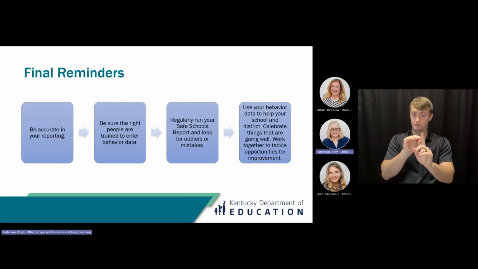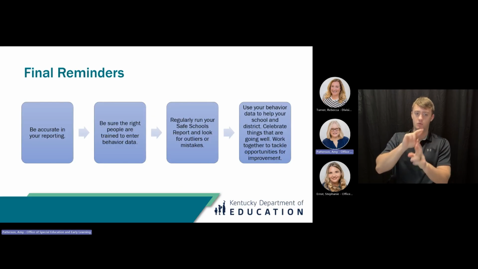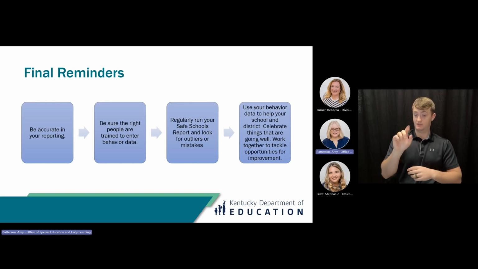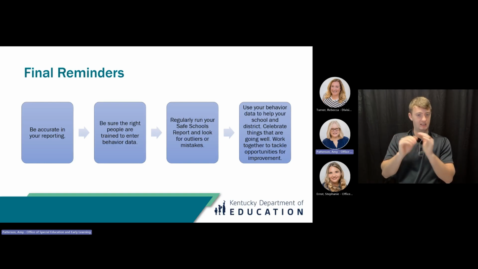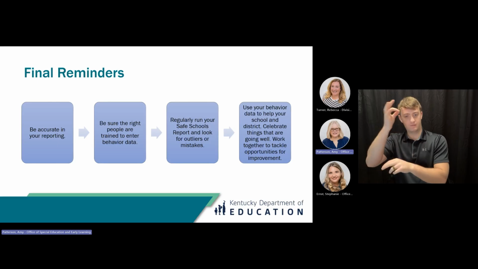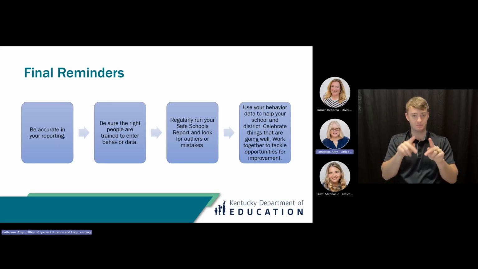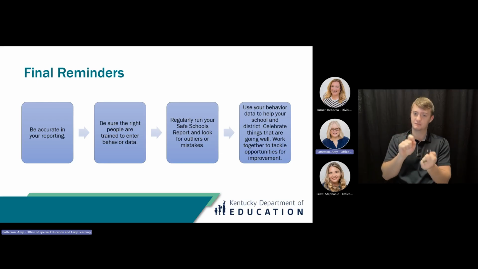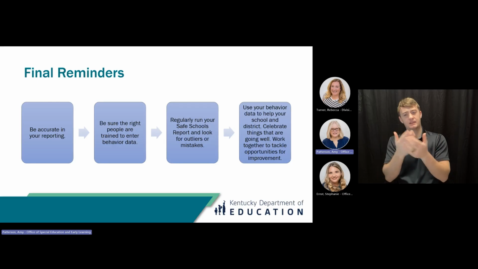Some final reminders. Please be accurate in your reporting. It's really important that you're accurate so that the data that we receive at the state level is accurate and that we report to the federal government. Be sure the right people are trained to enter behavior data. Regularly run your Safe Schools report and look for outliers or mistakes. And then use your behavior data to help the school and your district and specific students, and celebrate things that are going well. Work together to tackle opportunities for improvement.